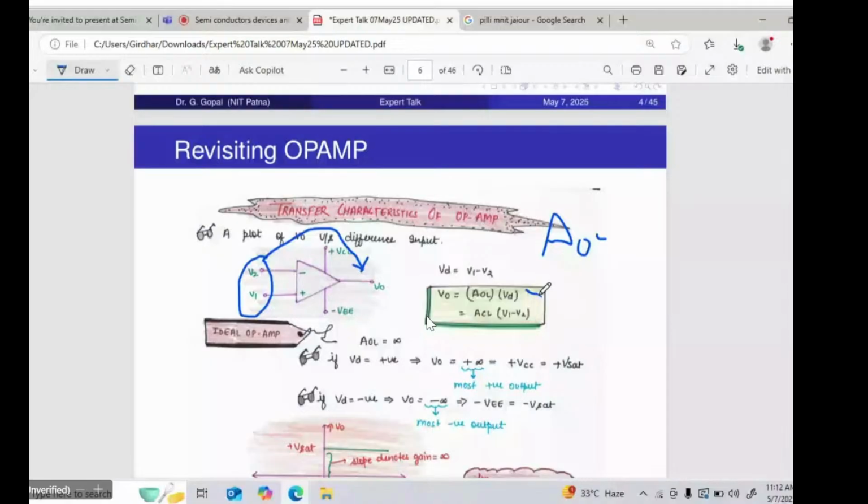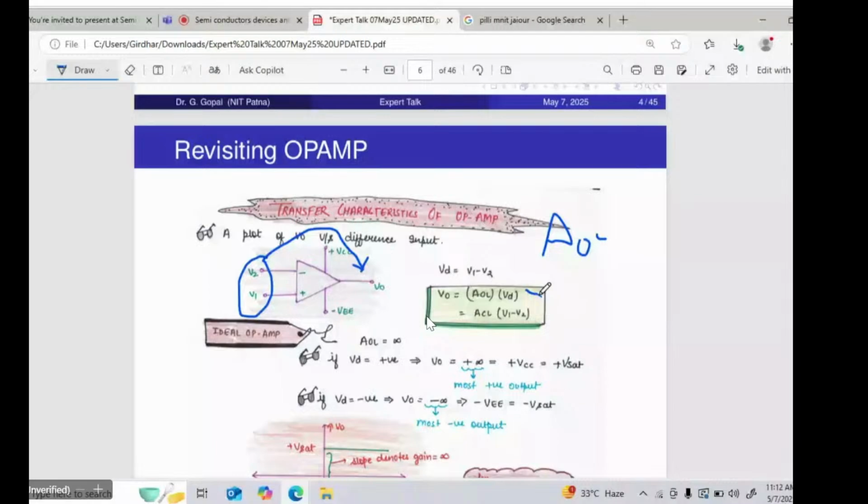Most positive was output and most negative output. Based on these characteristics, we draw the transfer characteristics. Transfer characteristic is the curve drawn between the output voltage versus input voltage. Here we are not talking about input voltage; this input voltage is the difference in input signal. So, output voltage versus difference in input voltage.